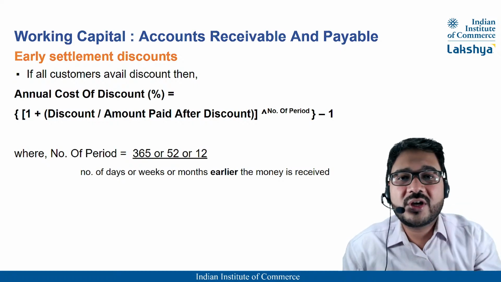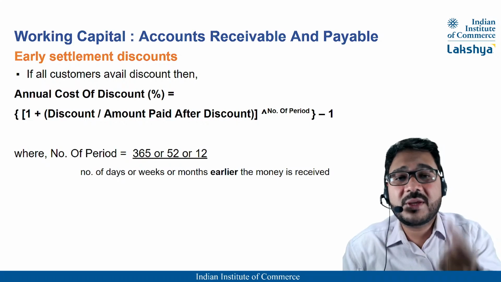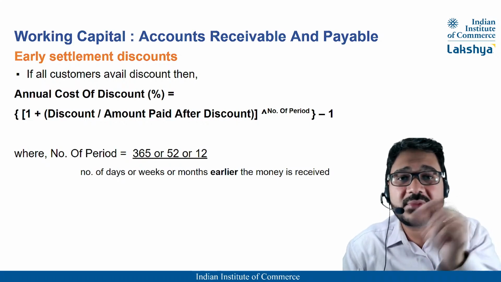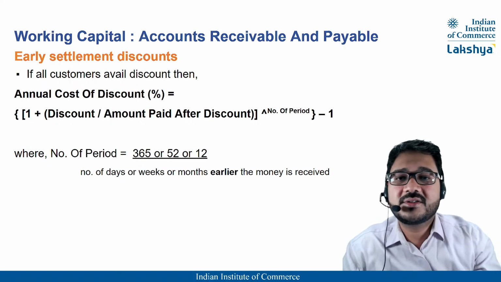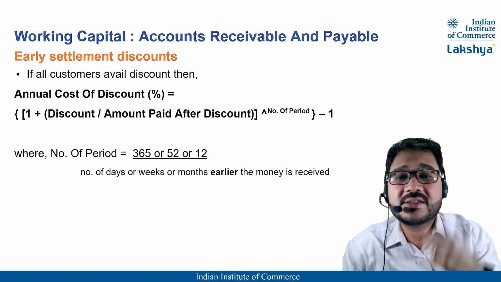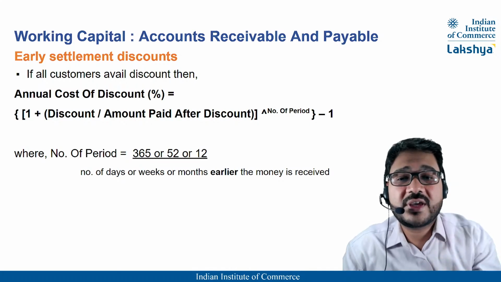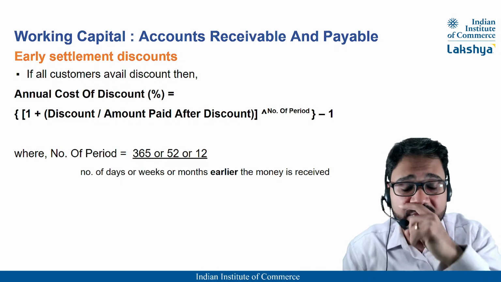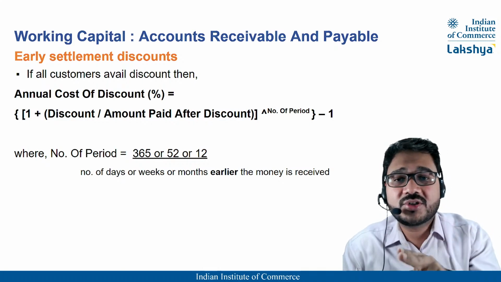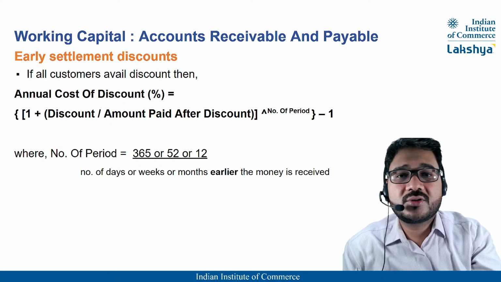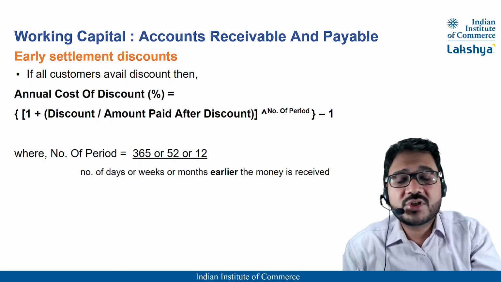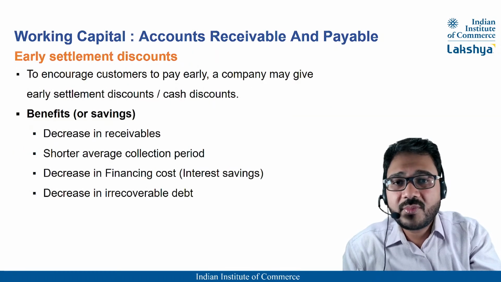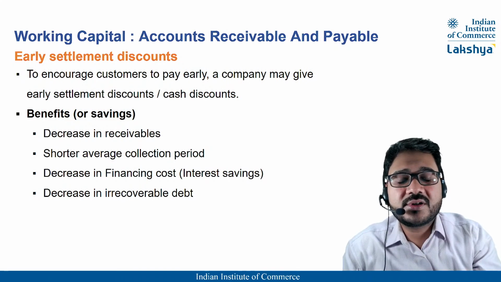So, if you are extending a 30-day credit period and the payment is done within 10 days, you will do 30 minus 10, that is 20 days. It's paid 20 days earlier. So, 365 divided by 20. Right, this is the cost of discount, the annual cost of discount. So you will compare the annual cost of discount with the overdraft and you will say which is more beneficial, right? So other benefits include reduction in receivables, shorter collection period.